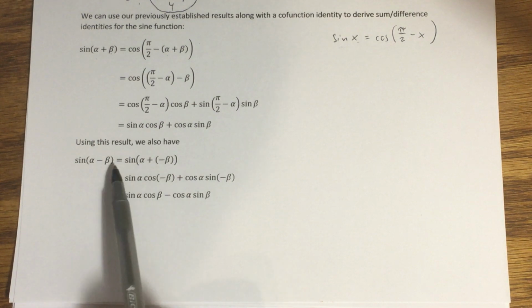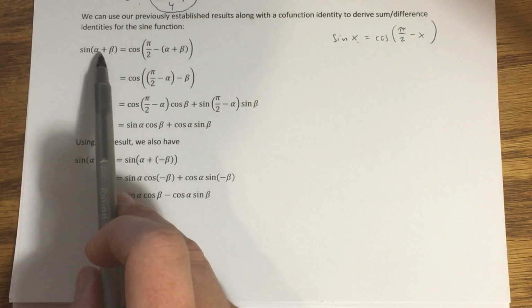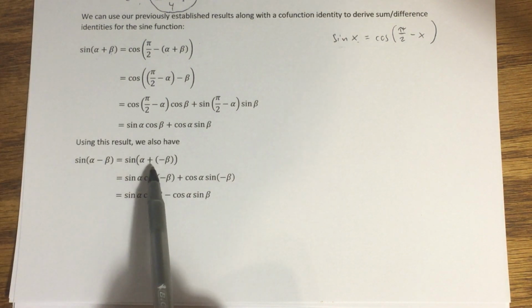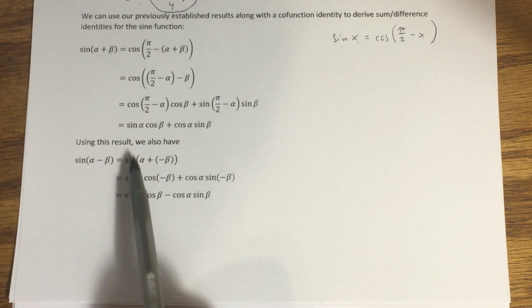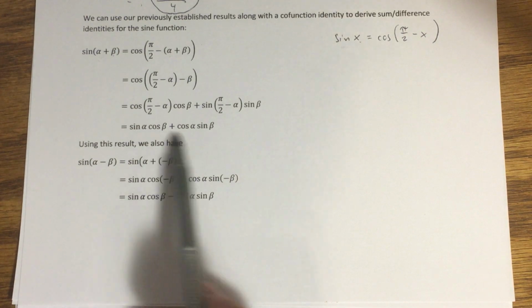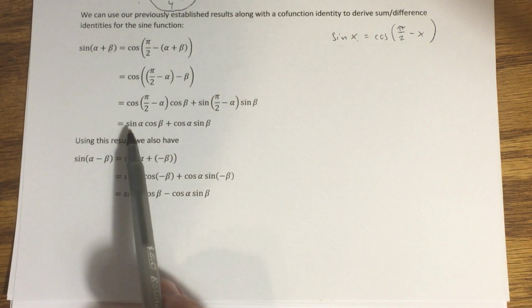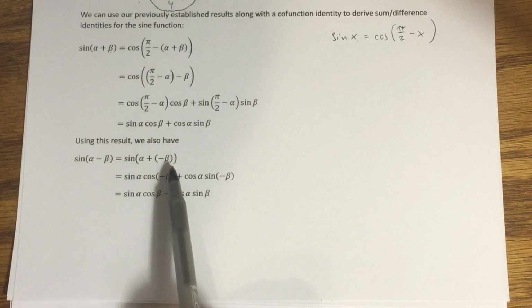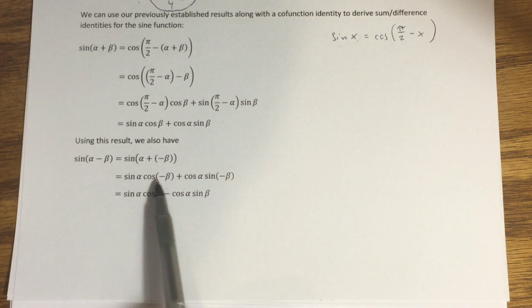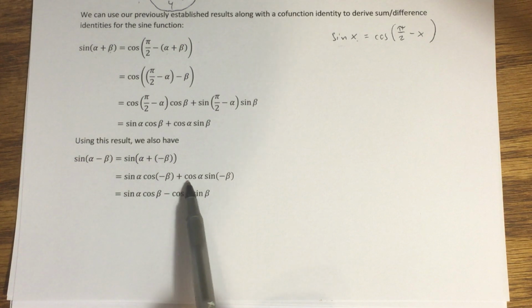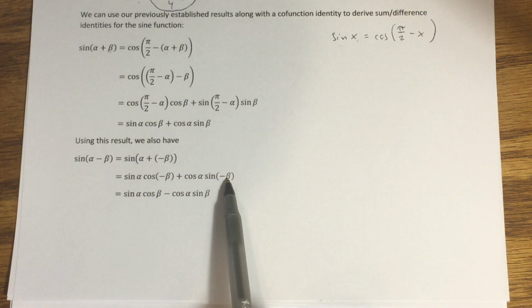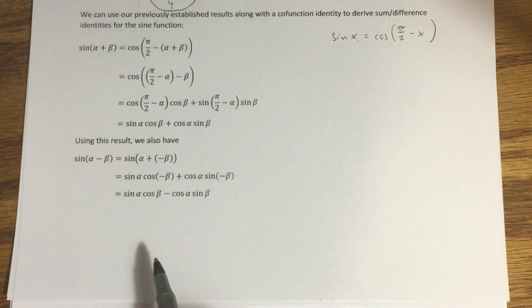Rather than think of this as alpha minus beta, let's choose to think of it as alpha plus negative beta. And the purpose of doing that is because I just derived a sum identity for sine, and now I'm looking at a sum of two angles here. So I can go straight to my sum identity for the sine function and represent this as sine of my first angle times cosine of my second angle, sine of alpha times cosine of negative beta, plus cosine of the first angle times sine of the second angle, cosine of alpha times sine of negative beta.